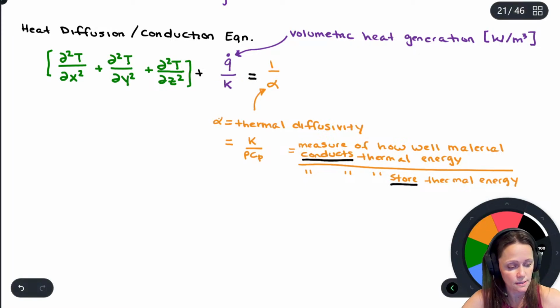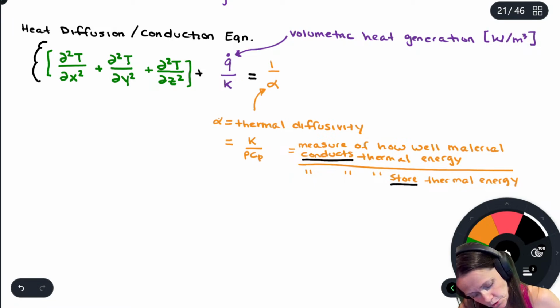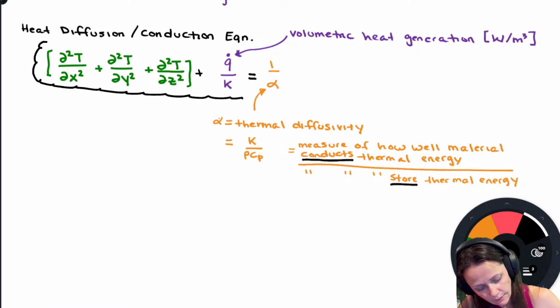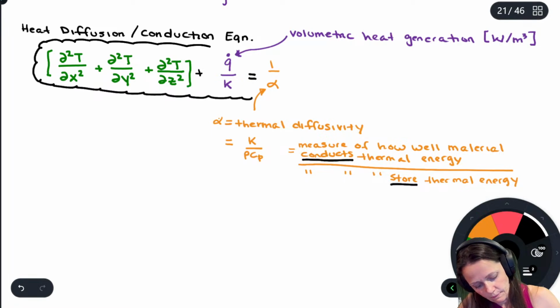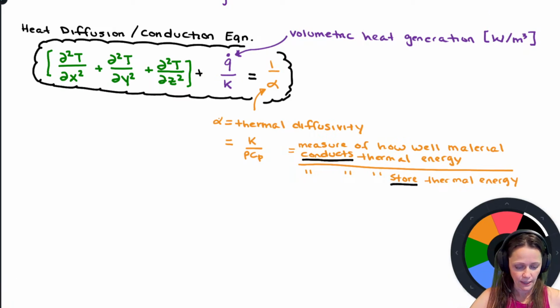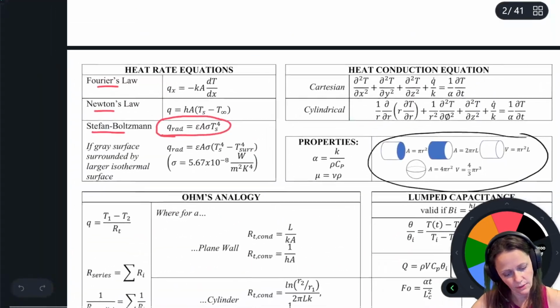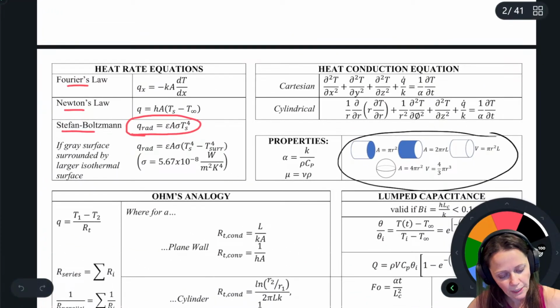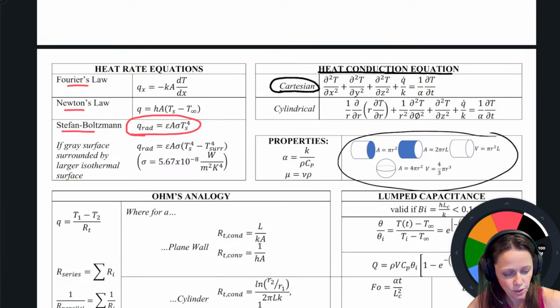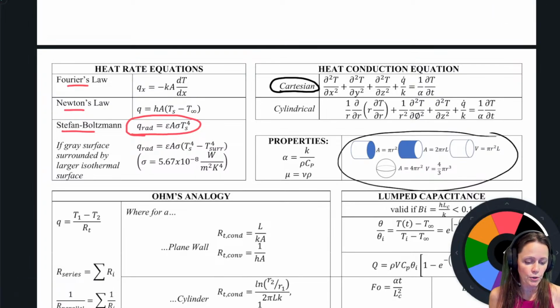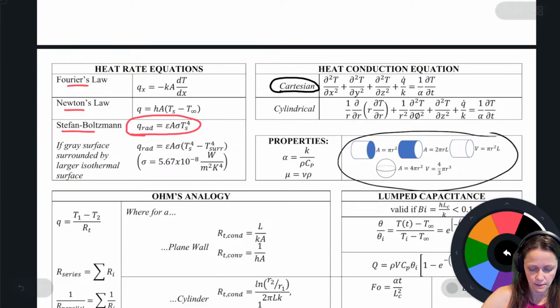All right, so that's our heat diffusion equation. And if you're worried about having to memorize it, don't be. It's on your equation sheet, and we'll look at it in a hot second. If you look on the upper right hand side, you have the heat diffusion or heat conduction equation in Cartesian coordinates. You also have it in cylindrical coordinates, so there's not really a need to memorize it. Just be familiar with what those terms represent.